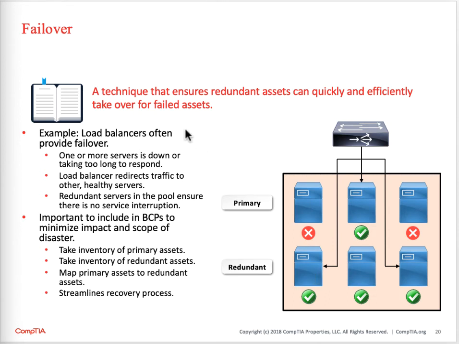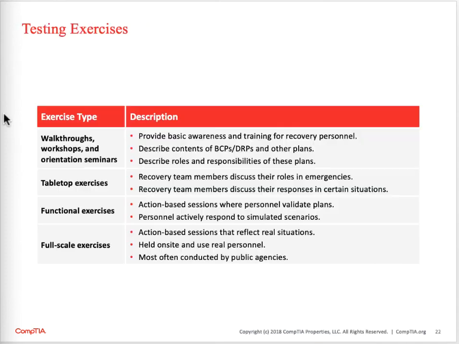It is important that we include these in our BCPs in order to minimize the impact of the scope of the disaster. So taking an inventory of our critical assets should be part of this, and we should likewise take inventory of all of our redundant assets. In addition, we need to map out our primary assets to our redundant assets. This is going to help us quickly regain functionality in the event of a disaster, and it's going to streamline the recovery process. That way, we avoid as much downtime as possible, right? We might even have these things kick in automatically in this case.